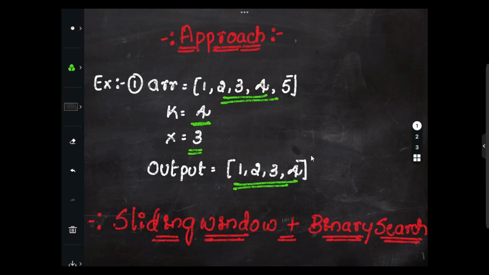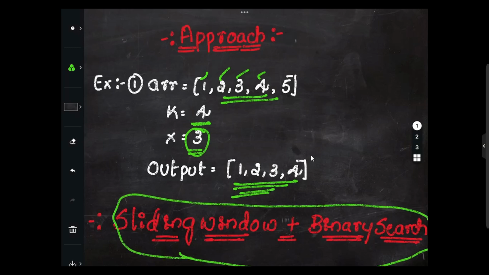With k equal to 4, we need to return the four elements nearest to the value 3. We return 1 2 3 4, starting from the initial index of the array. So the output here is 1 2 3 4. The first thing to keep in mind is that we will be going with a sliding window approach along with a binary search. So a sliding window plus binary search. Just keep this in mind.